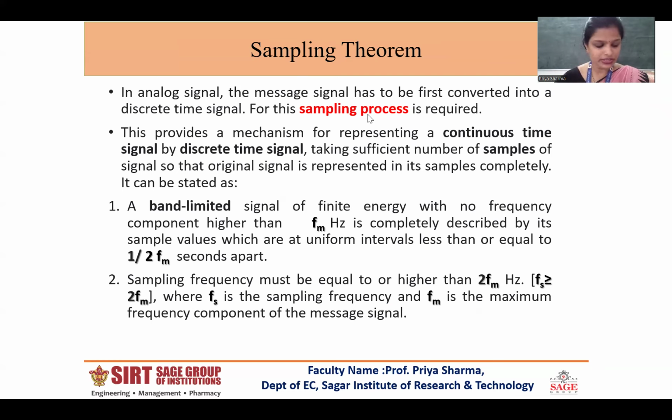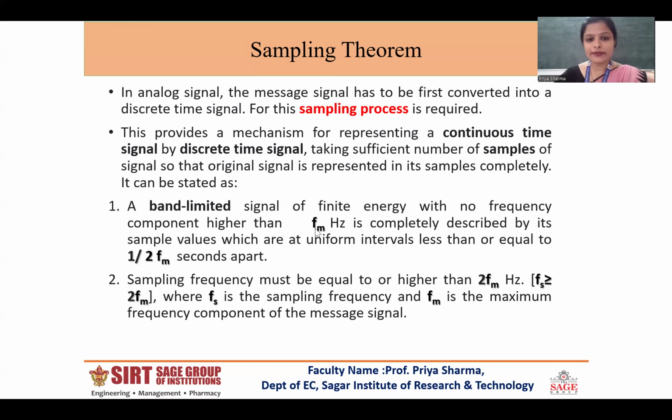Using the sampling process, we can convert a continuous time signal into a discrete time signal. This provides a mechanism for representing a continuous time signal by a discrete time signal, taking a sufficient number of samples so that the original signal is represented by its samples. The sampling should be done so that it contains all the information of the continuous analog signal.